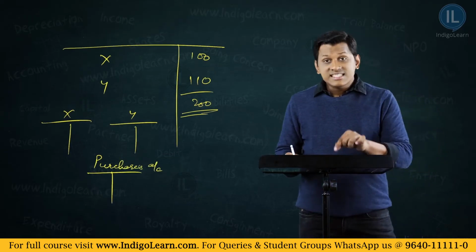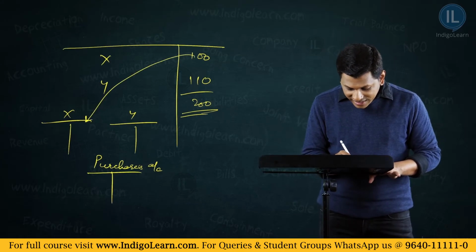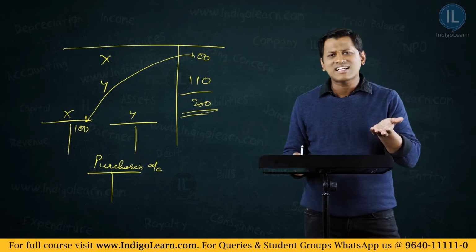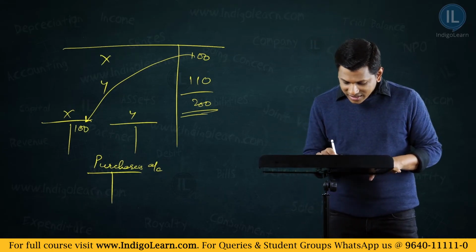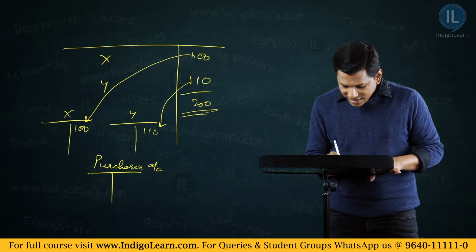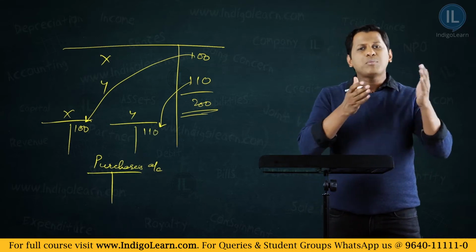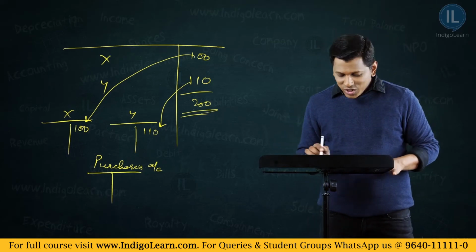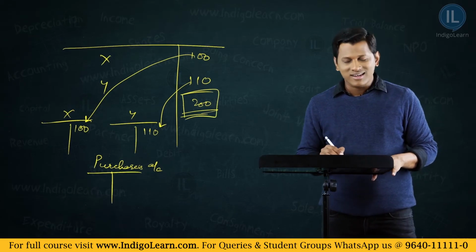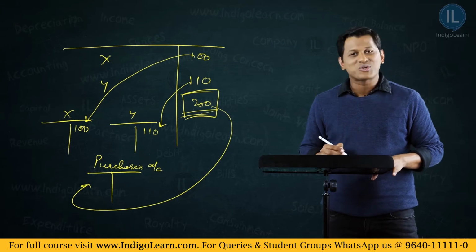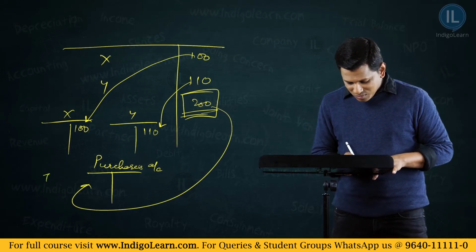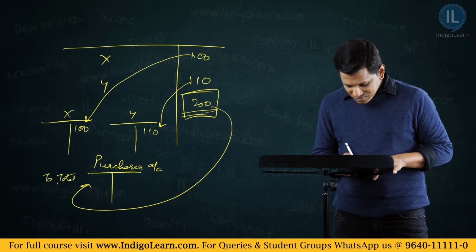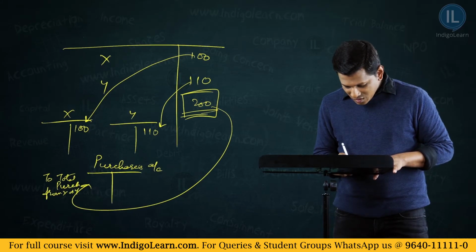Alright. This 100 will go into the credit of X account, right? Because X is a creditor in our books. X credited with 100. Similarly, Y credited with 110. Now in purchases book, you wouldn't look at the individual balances, you will take the total, and the total normally goes into the purchases account. So total purchases from X and Y, 200.